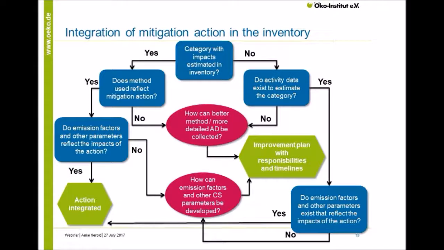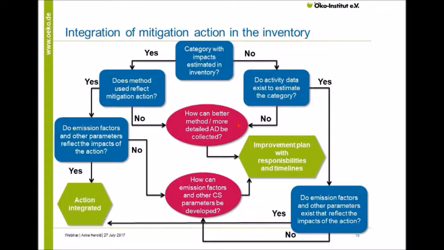We have tried to develop some type of decision tree that guides the integration of a mitigation action in the inventory, and that starts from the point when the country has already identified that a certain specific inventory category is impacted by a specific mitigation activity. So then the first question is: is this category that is impacted already estimated in the greenhouse gas inventory? If this is not the case, then the next question is whether activity data exists to estimate such a category.